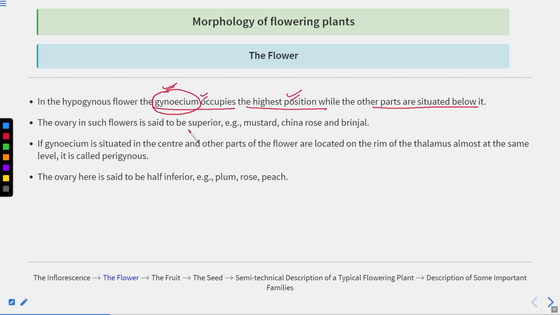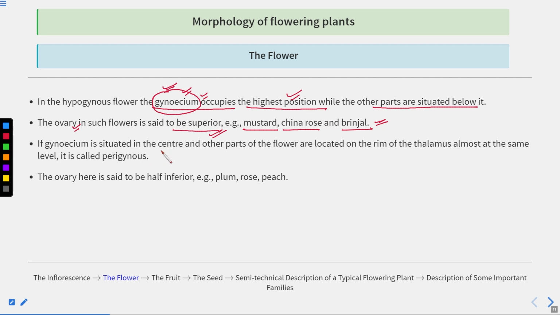The ovary in such a flower is said to be superior. So the gynoecium is above, at the highest position, so its ovary is above every floral part. Then it is called a superior ovary. And examples like mustard, china rose, and brinjal show the hypogynous type of arrangement of flower. Very, very important point.